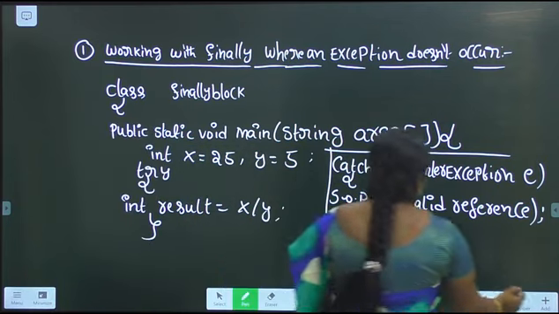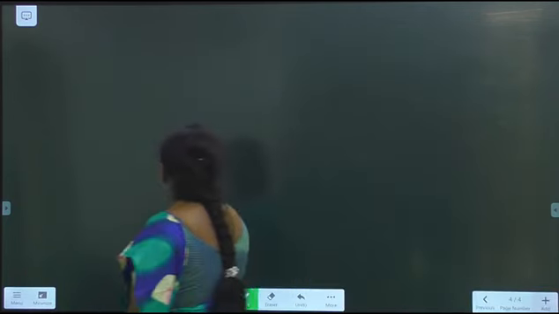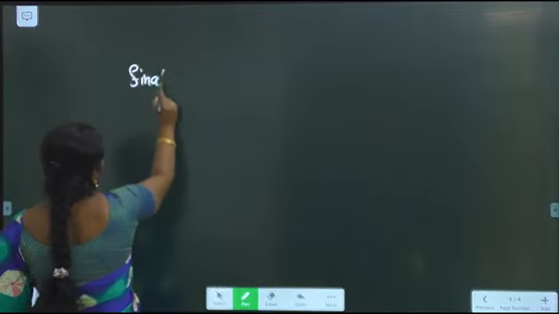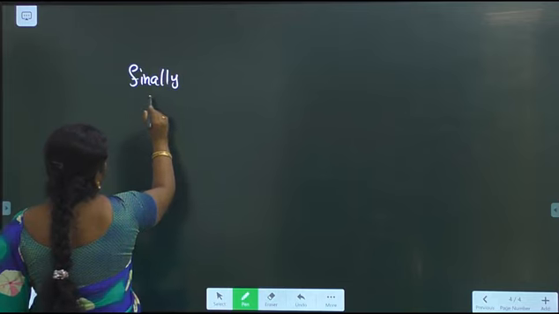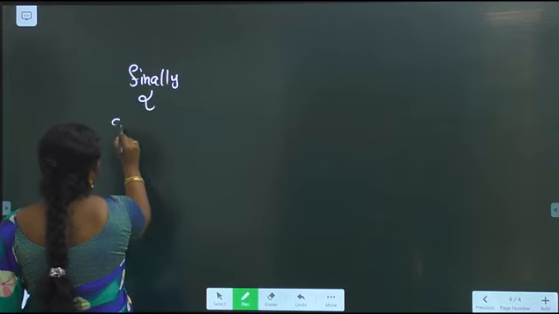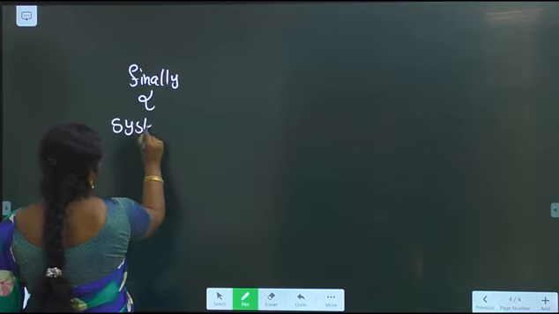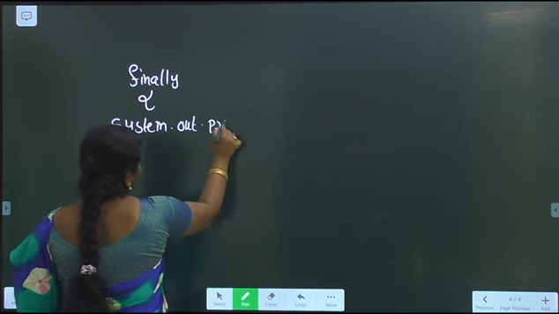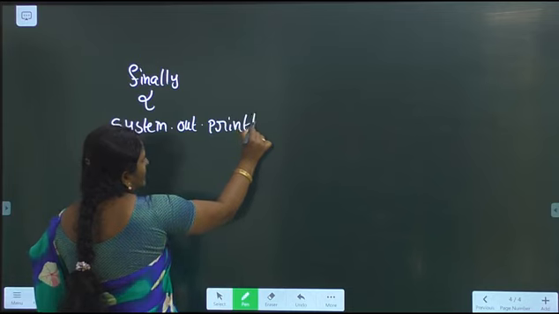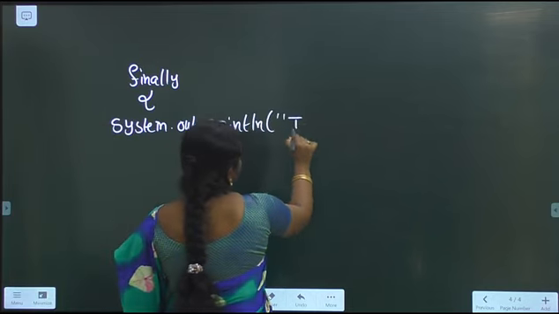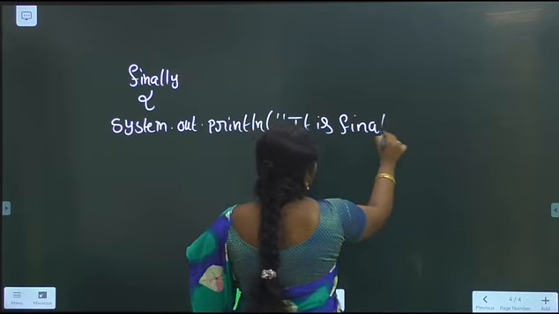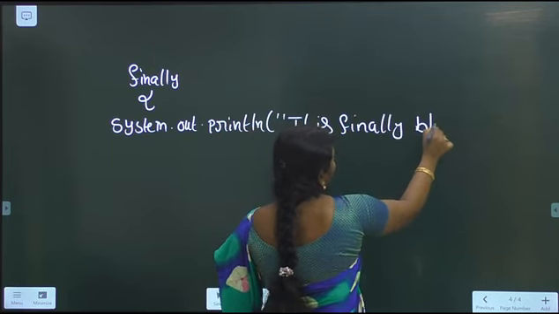Next, after that, I am writing the finally block. In the finally block, I am writing two System.out.println statements: "It is finally block."